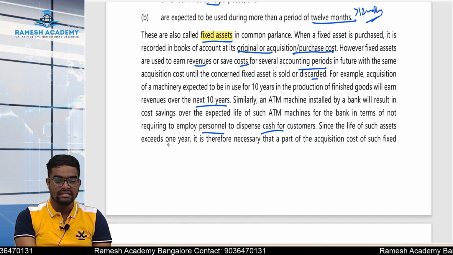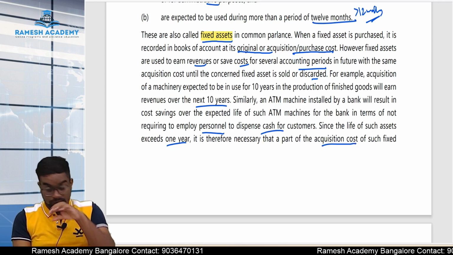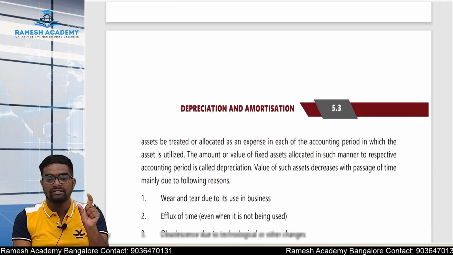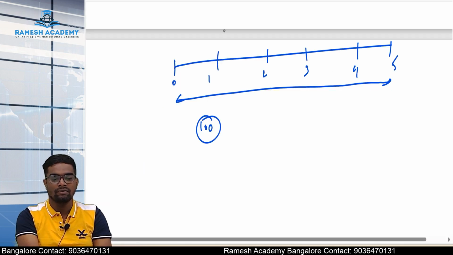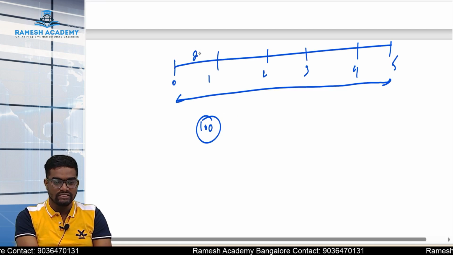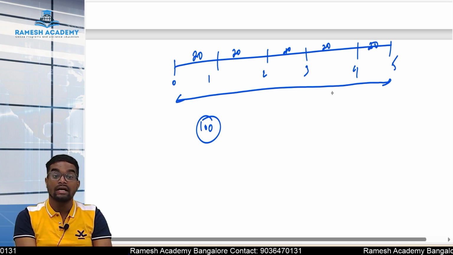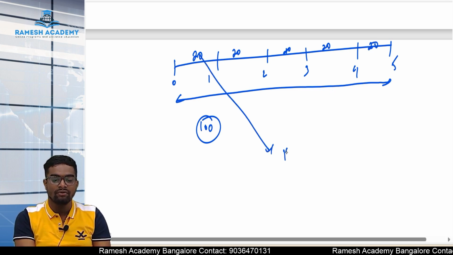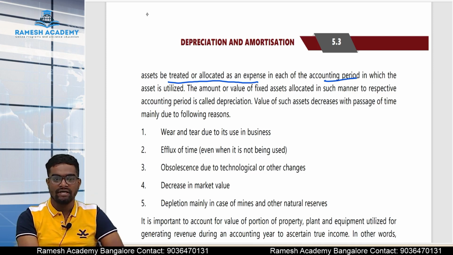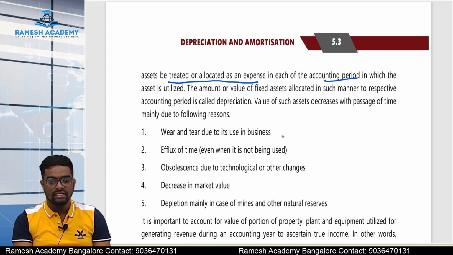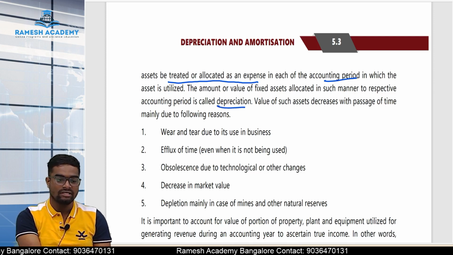Since the life of such an asset exceeds 1 year, it is necessary that a part of the acquisition cost is treated or allocated as an expense in each accounting period. If we put it as an equal amount, it will be 20 each, 20 into 5. So not this 100 will come to P&L, only this 20 will come to P&L. That's what they're telling. A part of the acquisition cost will come to the profit and loss account in the period in which the asset is utilized. The amount of the value of fixed assets allocated in such a manner to the respective accounting period is known as depreciation.